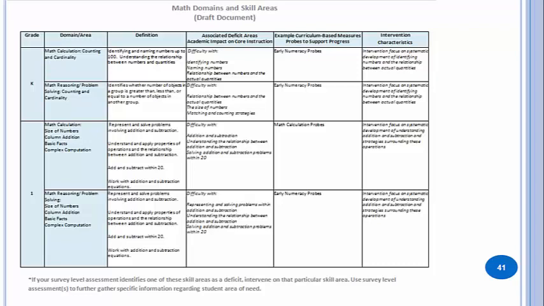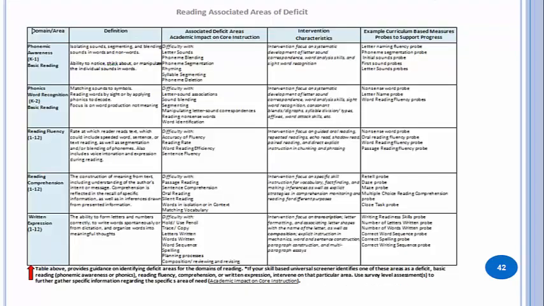It provides basically a language in a lot of ways to talk about what it is, how to define it, what the deficit areas are, and then therefore what to think about in terms of intervention focus. And there's the one again as a slide in the resources for reading.